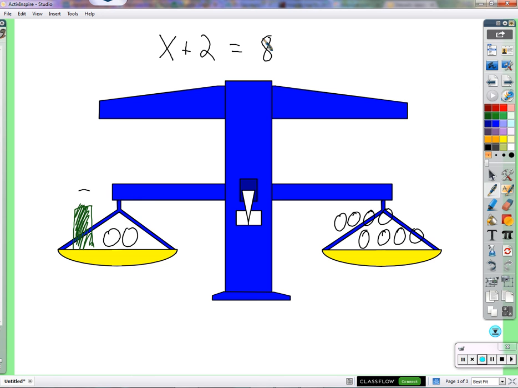How'd you know? So, X, the amount that we don't know, plus 2 more, because each one of those represents the number 1. It's equal to, right? It's balanced. This is pointing straight down, so it's balanced. It's equal to, we can put a little equal sign right there.